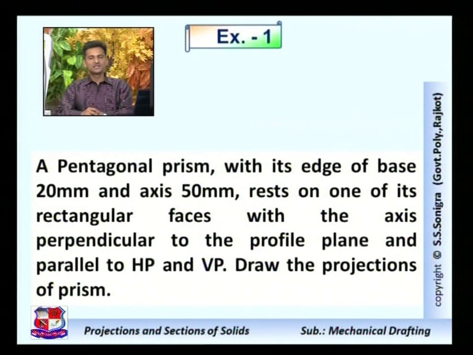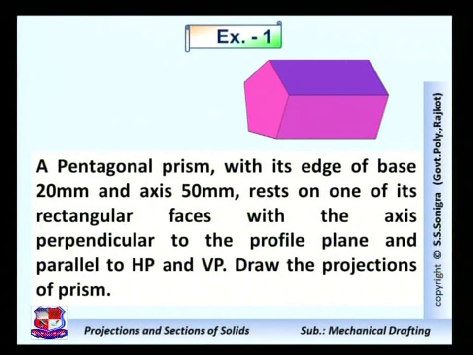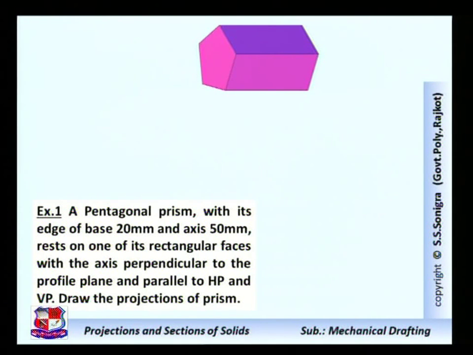Side length of the base is given, and it rests on one of its rectangular faces. So this is a pentagonal prism which is given in the data, and it is resting on its rectangular face, and its axis is perpendicular to the profile plane and parallel to HP and VP. So it is the case which we discussed previously, like this. This is the data. So first of all, draw the XY line. Here it is given that its axis is parallel to HP and VP.